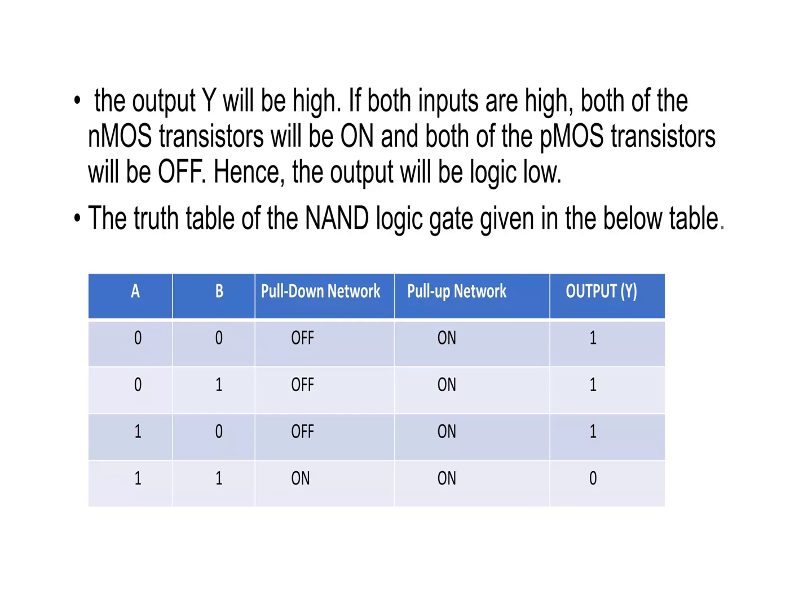And if both the inputs are high, then both of the NMOS transistors will be on and both of the PMOS transistors will be off. In this case, the output is pulled down to the ground, therefore the output remains low. So the truth table of the NAND logic gate is given below.